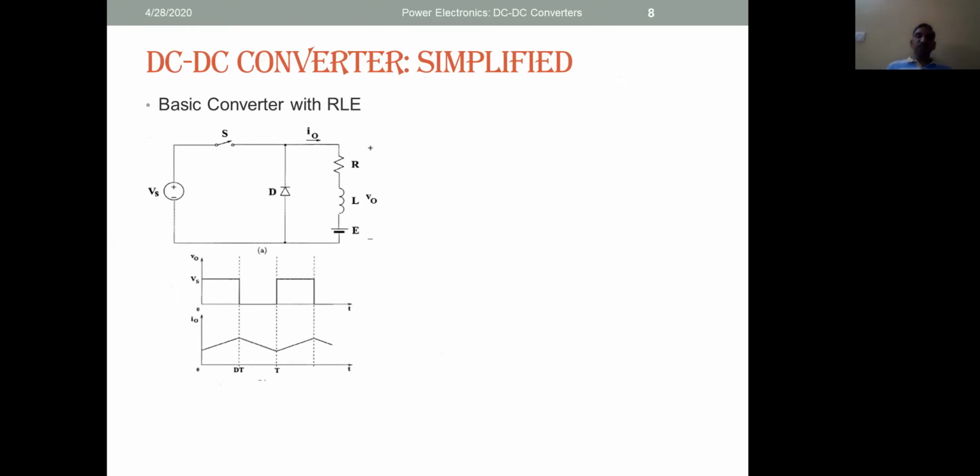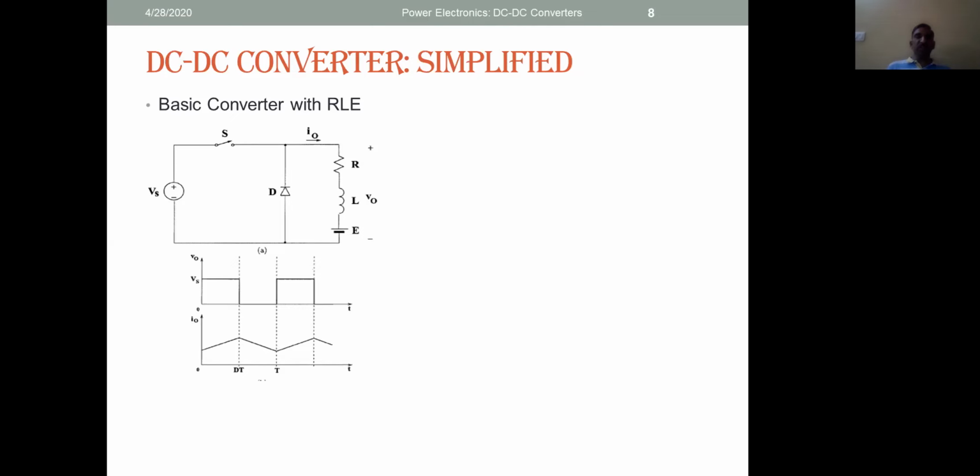Now let's consider this for an RLE load, because these are the most practical loads which we use in day-to-day life or in industries, because no load will be purely resistive or purely dissipative. So what I did, I added a freewheeling diode to this circuit. Why? Because I do have an inductor in the circuit, I do have a battery in the circuit. If a freewheel diode is not added, there will be an issue with dissipation of the inductor's energy which is stored during the on period.